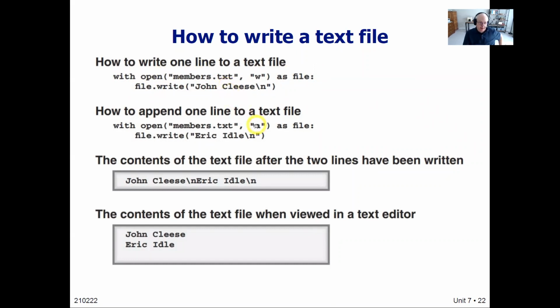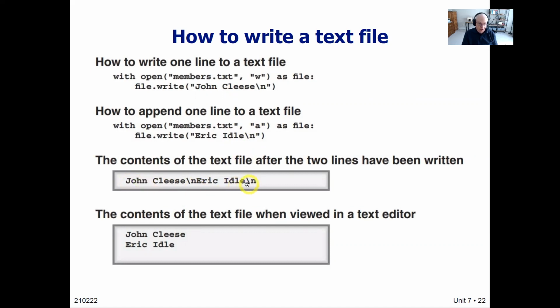The append mode is an A instead of a W for write. It's an A. And so this will not overwrite the whole file. It will just add to the end of it. So file.write, we're just going to append. It's an append mode, but we use the write method, and we add Eric Idle, the person that the Idle IDE was named for, as the second line in this file. These guys were in Monty Python, John Cleese and Eric Idle.